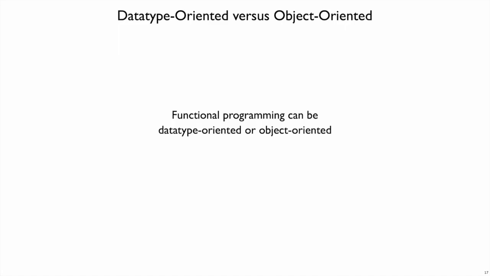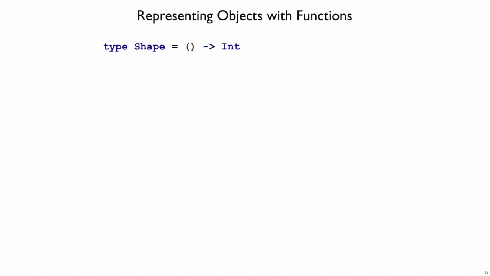So functional programming, in the sense of avoiding state, can be either data type oriented or object oriented. It also turns out that functional programming, in the sense of functions, can be object oriented. That is, we can use functions to represent objects even if our programming language doesn't provide specific support for objects. To start, let's suppose that all of our objects have just one operation on them, just an area operation, say.